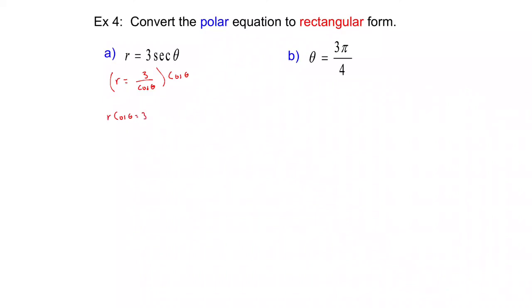And so look what happens. r times cosine of theta is equal to 3. Well, r times cosine of theta represents x, so x is equal to 3. So all we're looking at here is a vertical line going through x equals 3. So before we made too many decisions there, we went ahead and simplified secant, or rewrote it using its reciprocal, and then multiplied by the denominator to get r cosine of theta to replace with x.